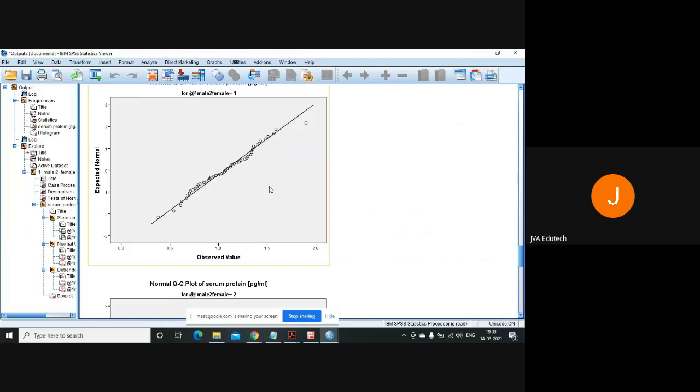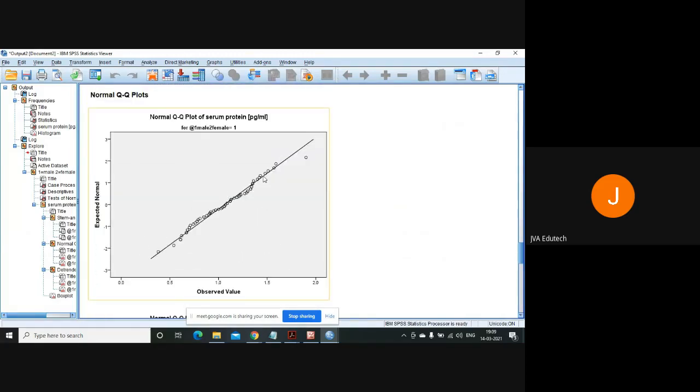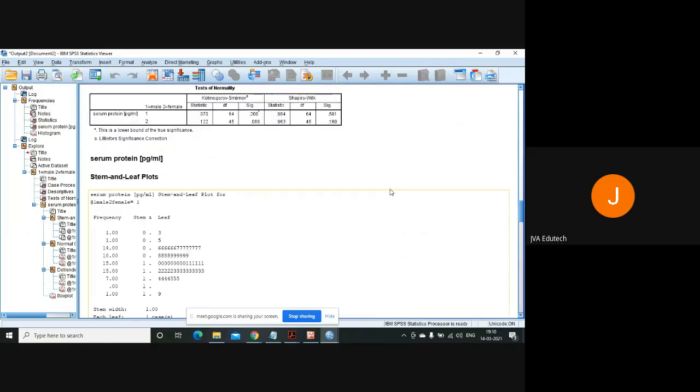Here also, if you see the normal QQ plot, you'll find that they are close to the line. If you see the test statistic in both the cases, male and female, the significance level is 0.581 and 0.160, which is more than 0.05. The test distribution is normal. Here also, with Kolmogorov-Smirnov, in male the test statistic comes out to be 0.200, and in female it comes out to be 0.089. Again, your distribution is normal.